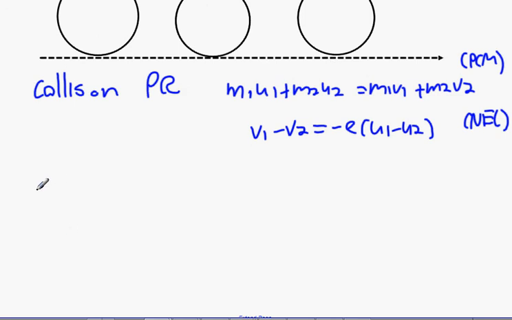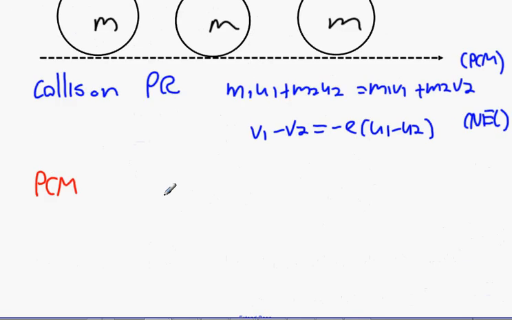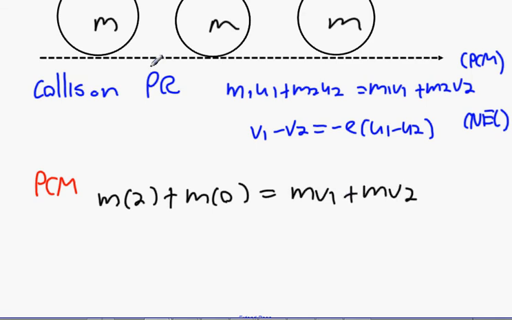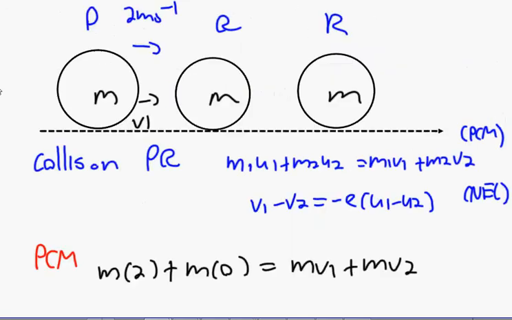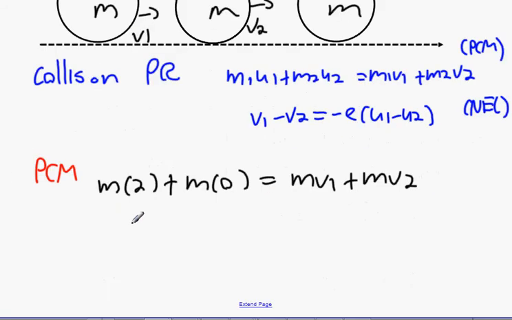Okay, PCM for PQ. They're all of mass M, aren't they? They're all identical, so let's just call them all M. So we're going to go M times 2 plus M times 0 equals MV1 plus MV2, where V1 represents the speed of P after the collision, and V2 represents the speed of Q after the collision. So we cancel off all the M's and get V1 plus V2 equals 2.